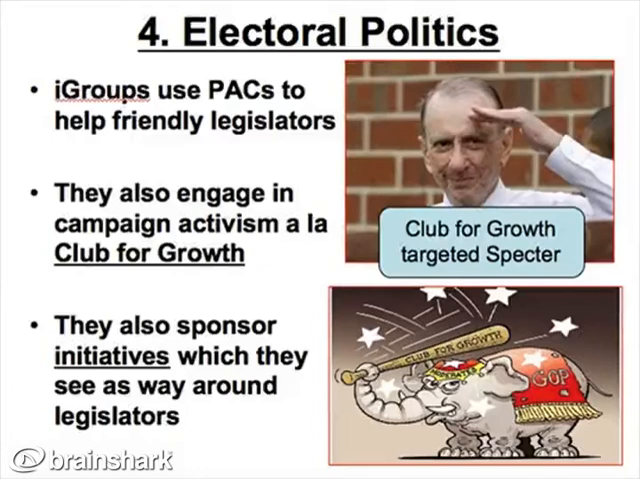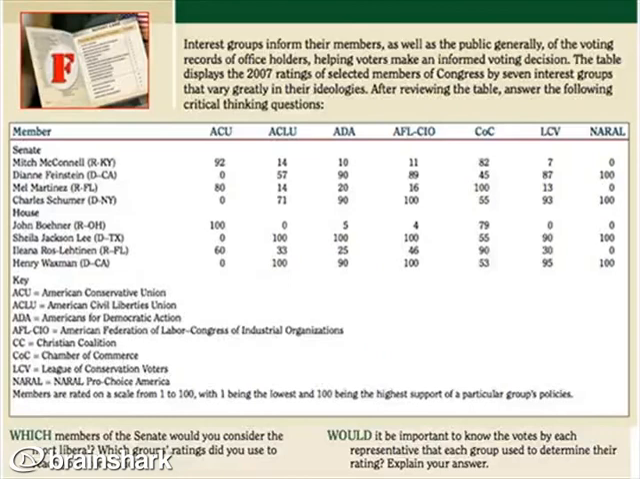And the fourth way they directly influence policy is by, well, if you don't like the member of Congress, how about get your own through electoral politics? This is very expensive. But they use PACs to help friendly legislators or to slam legislators who are against them. So they might engage in campaign activism, like Club for Growth is an interest group of conservatives who don't like taxes. And they make members of Congress sign oaths that they will not raise taxes.